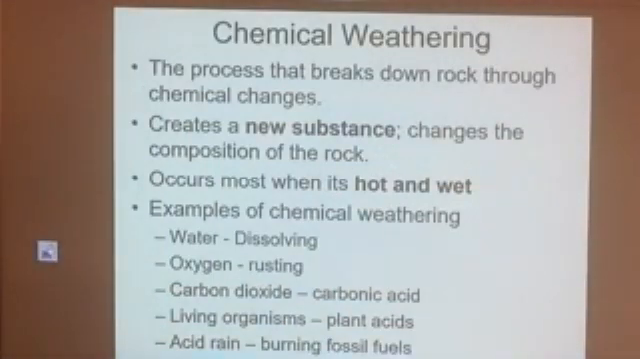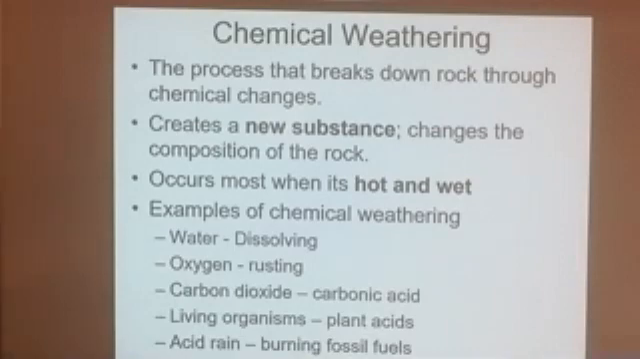All right, chemical weathering. It's the process that breaks down the rock through these chemical changes, creates a new substance, so the composition of the rock is actually changing. This occurs most when it's hot and wet. Mechanical weathering occurred most when it was cold and dry. Some examples of chemical weathering is just water. Over time, water will dissolve rock.